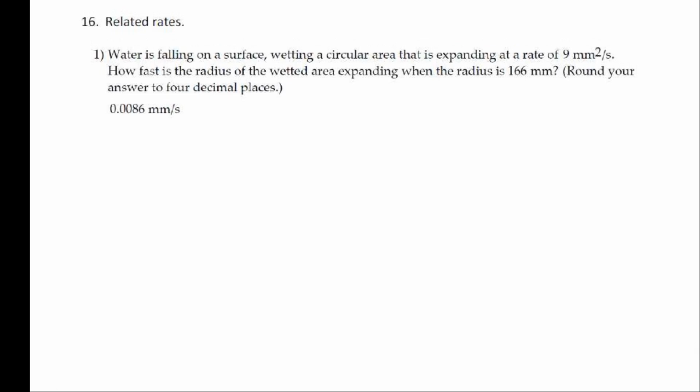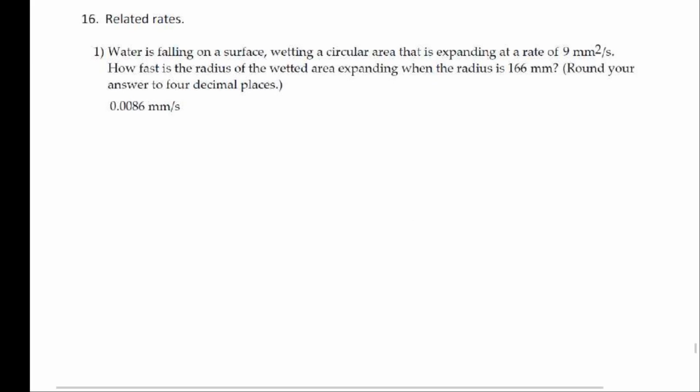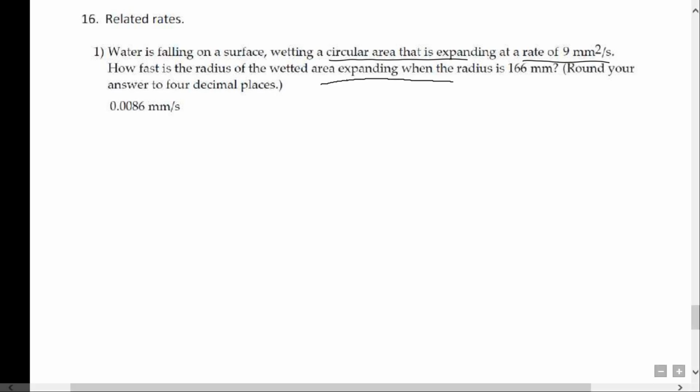One of the problems that we looked at is what we call related rates, which is mainly a problem in which something is changing that affects something else, and you want to know how much the overall thing is changing when something else is changing at a certain rate. So here water is falling on a surface, wetting a circular area that is expanding at a rate of 9 square millimeters per second. How fast is the radius of the wetted area expanding when the radius is 166 millimeters?